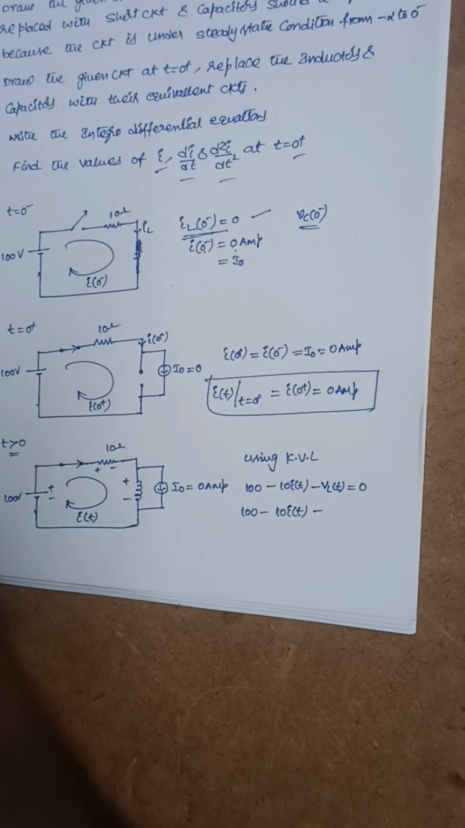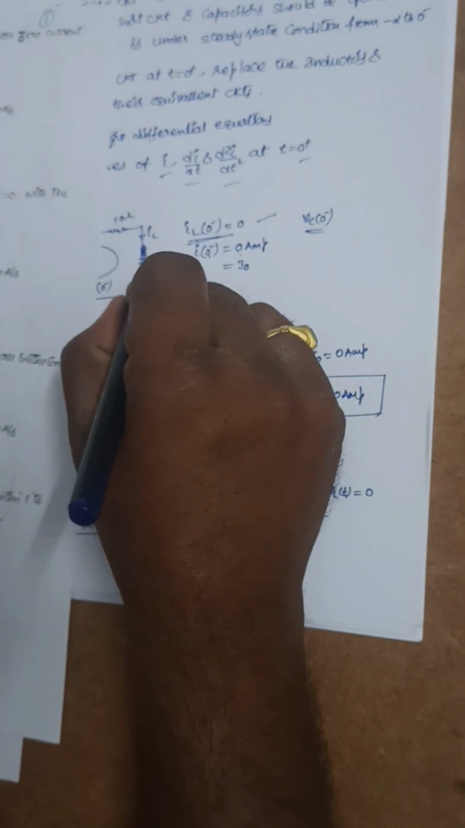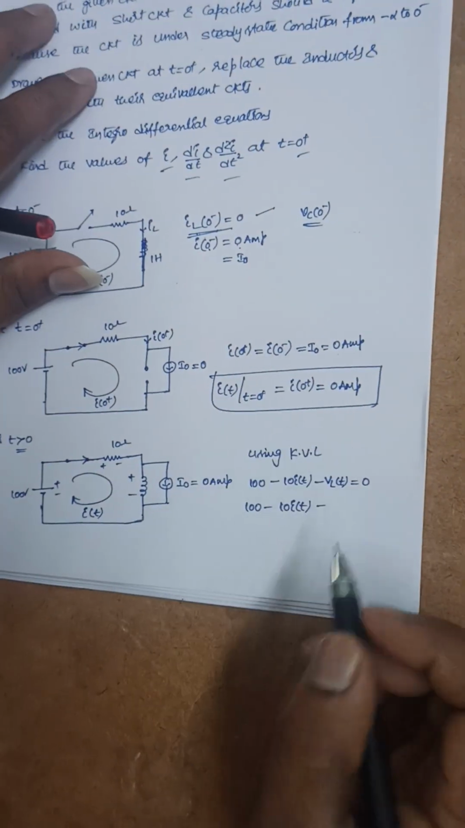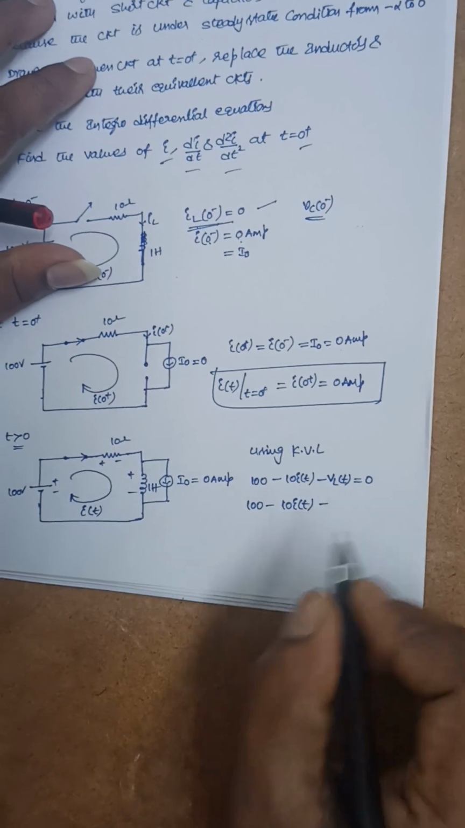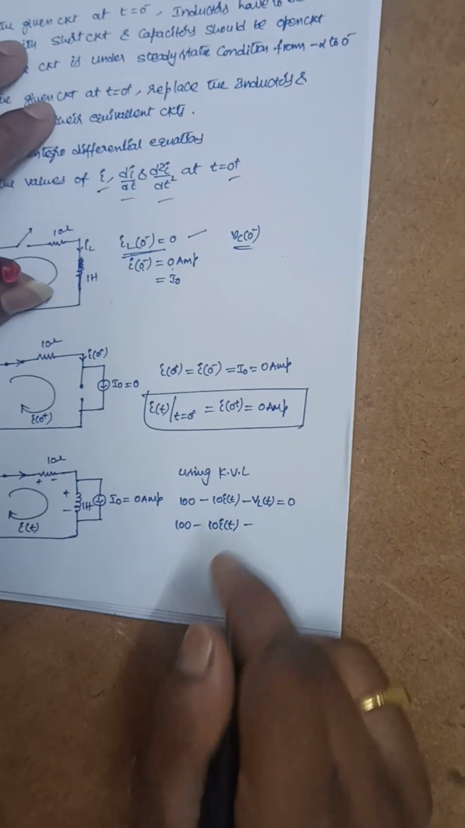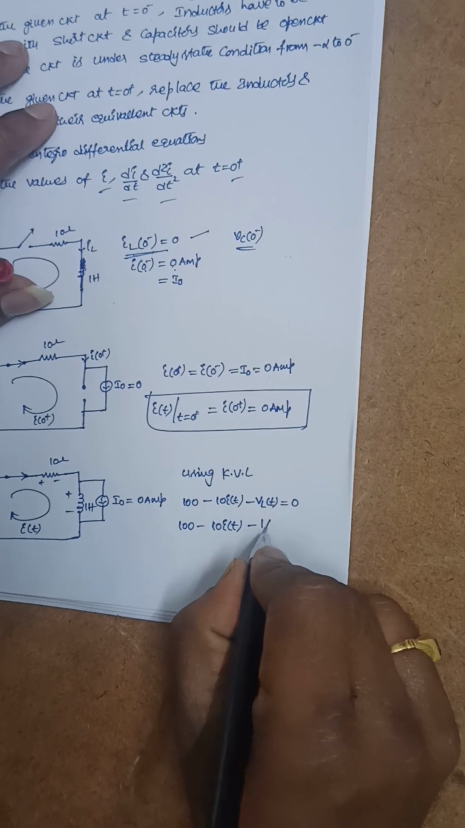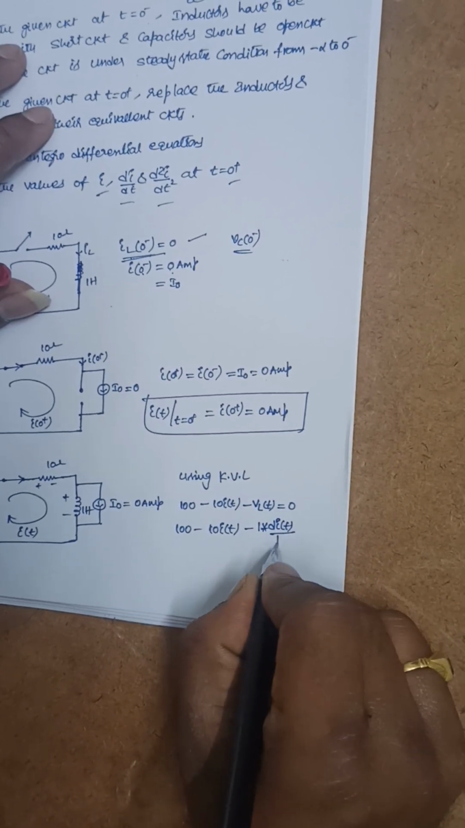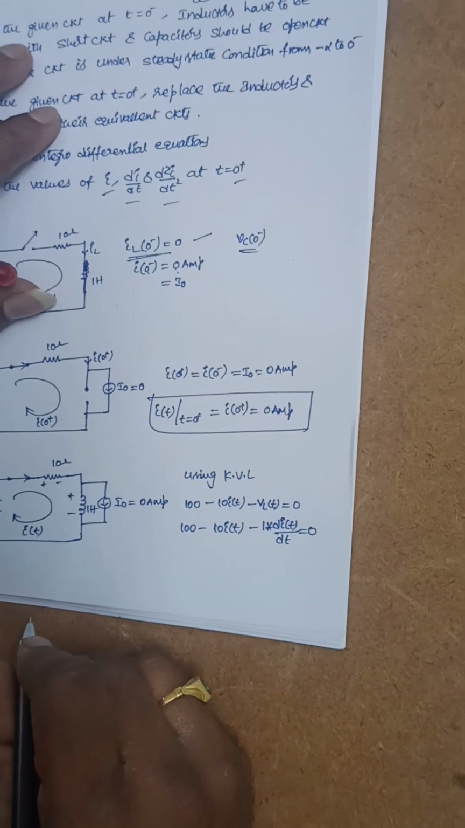And we know that VL of t is nothing but L into di of t by dt. The value of L here, I forgot to write, is 1 Henry. So L means 1 into di of t by dt, where the current flowing through the inductor is I of t.